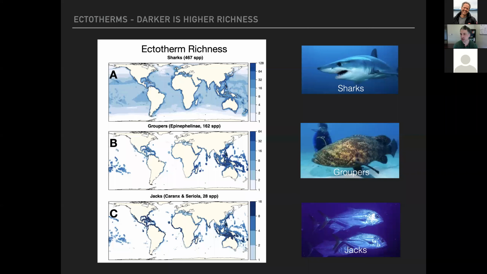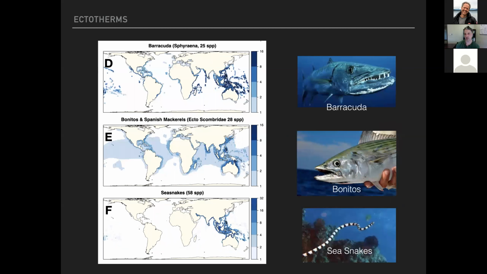A lot of these are coastal species, so they don't show up in the open ocean, but sharks are there, some, everywhere. There's a similar pattern whether you're looking at sharks or groupers or jacks. There's higher diversity in the warm temperate subtropics and tropics, and it's higher near the coasts and higher in the Indo-Pacific. That's also true of barracuda, whether you're looking at bonitos or even sea snakes. These are similar warm water coastal trends of diversity.